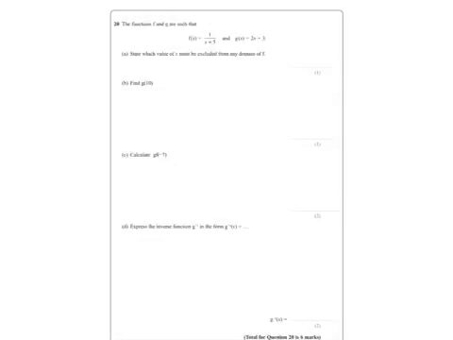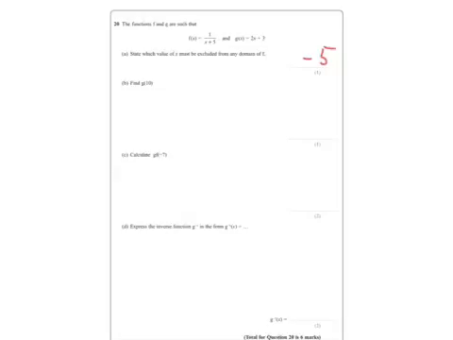Alright, now the thing is, when you've got a fraction like that, you cannot divide by 0. So any value of x that makes the denominator of that fraction 0 has to be excluded. So therefore the answer for that first bit has got to be minus 5, because minus 5 plus 5 makes 0. 1 divided by 0 can't be done.